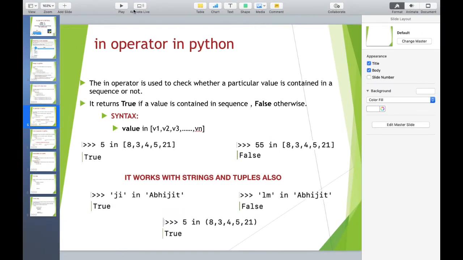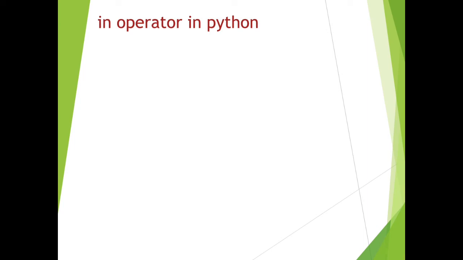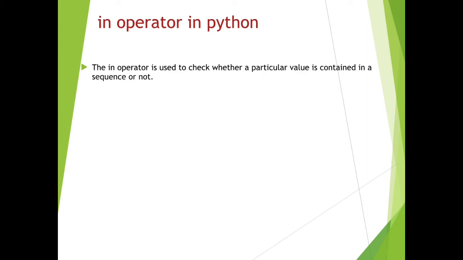Let's move ahead with the next concept, which is the in operator in Python. Now, what is the usefulness of in operator? In operator is used to check whether a particular value is contained in a sequence or not. This operator basically checks whether the value that you want to search is present in your sequence or not. It returns true if a value is contained in a sequence, false otherwise. If the value is present in the sequence, then it will return true, otherwise it will return false.